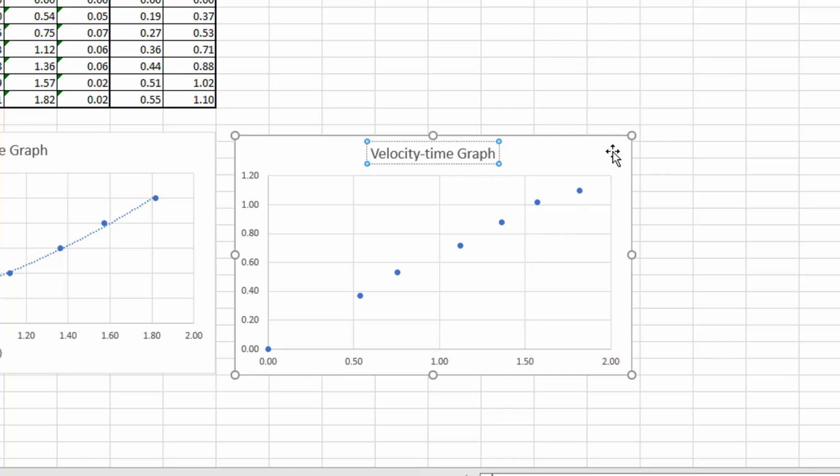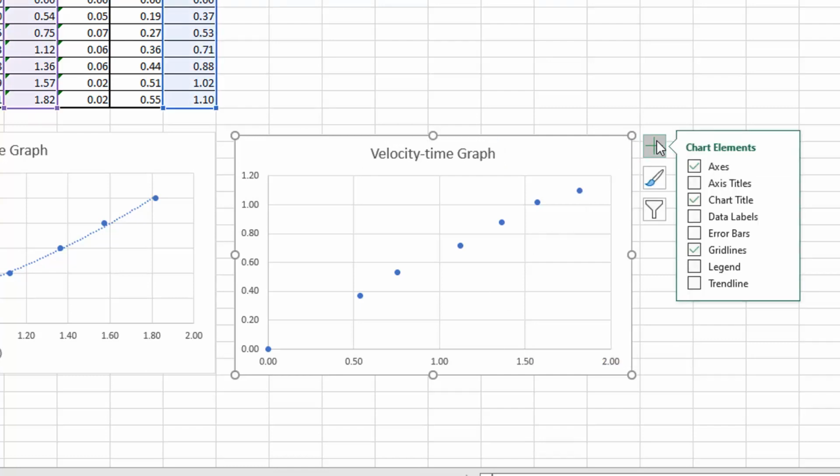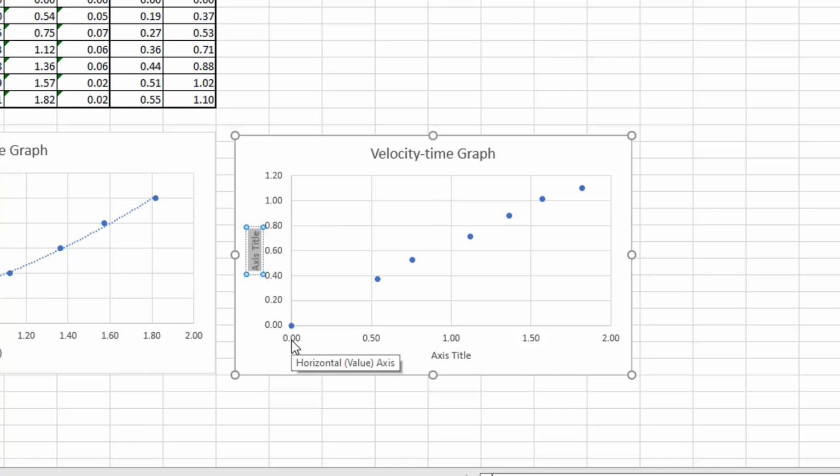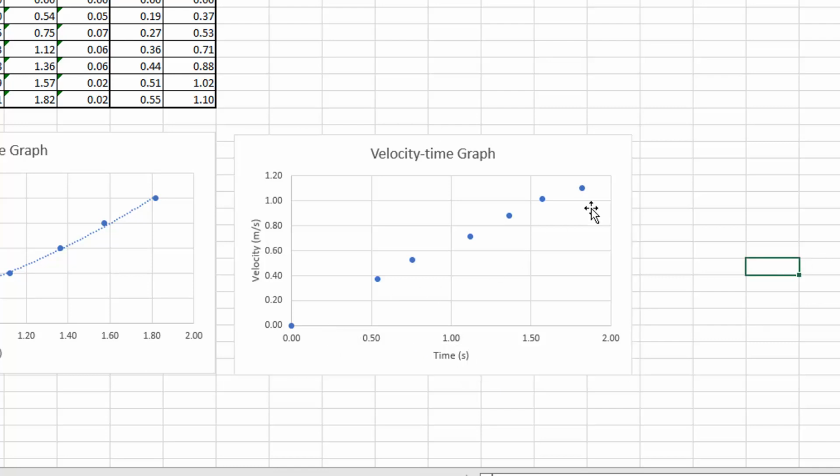And again, I'm going to click up in this right hand corner here and click on plus and add some axis titles. And this title here, if I double click here, Control A, that is velocity in meters per second. And this axis down here is time in seconds. All right, and that actually looks pretty straight. So let's add a trend line here as well.